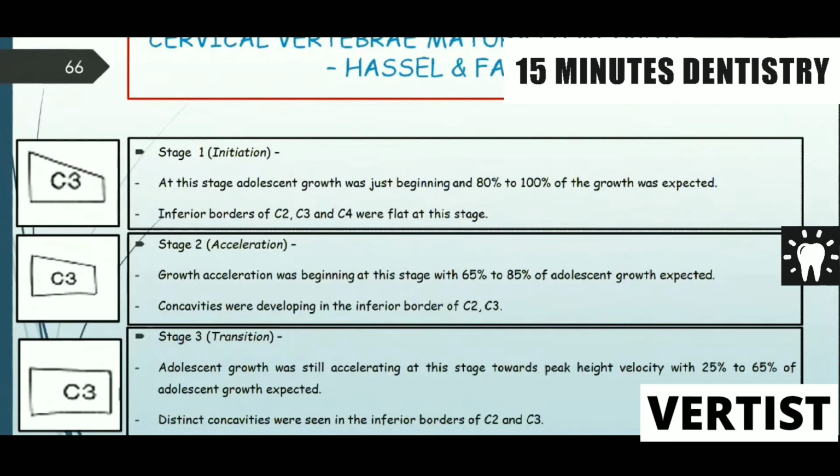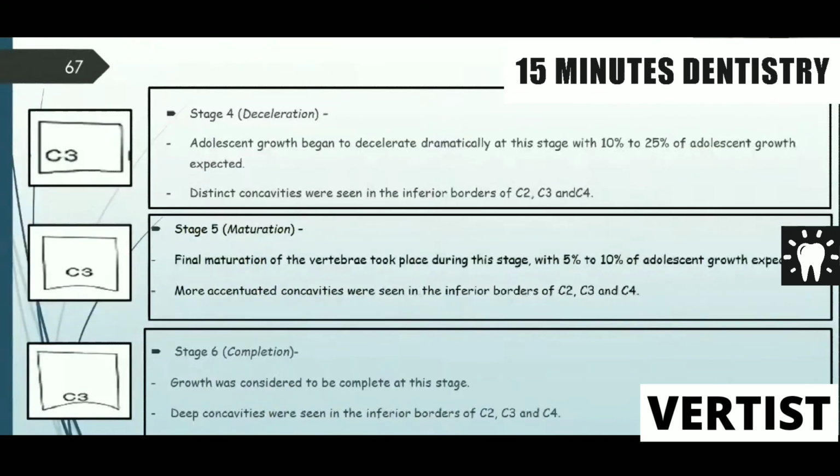In case of stage 2, acceleration, the concavities were developing in the inferior border of C2, C3. In case of stage 3, transition, distinct concavities are seen in the inferior border of C2 and C3. In case of stage 4, that is deceleration, distinct concavities were seen in the inferior border of C2, C3 and C4. In case of stage 5, that is maturation, more accentuated concavities were seen in the inferior border of C2, C3 and C4. And in stage 6, that is the stage of completion, growth was considered to be complete at this stage, and deep concavities were seen in the inferior borders of C2, C3 and C4.